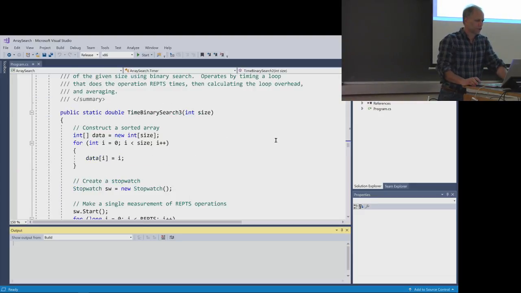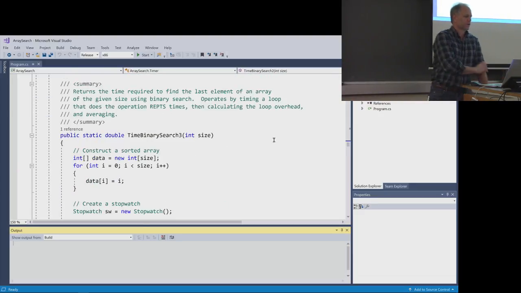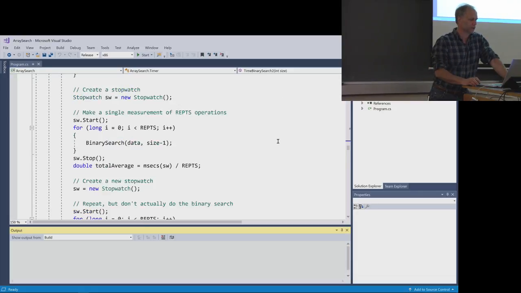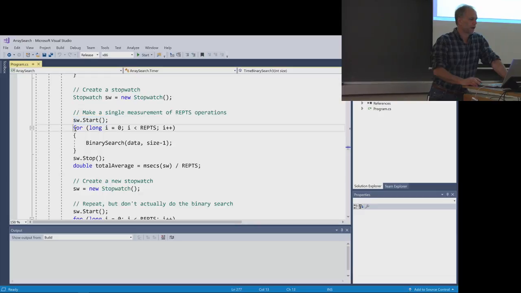Right? Let's look at this version here. Version 3 returns the time required to find the last element of the array. It operates by timing a loop that does it repetitions times, then calculates loop overhead and averages. So let's see what's going on here. I start the clock, I time the entire loop, and I stop it, and I figure out how much time an average repetition took.